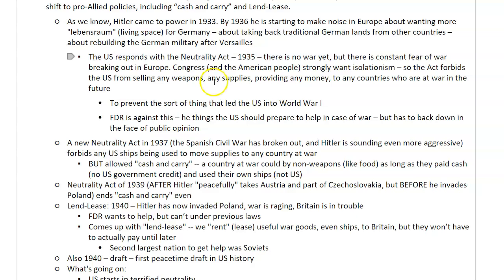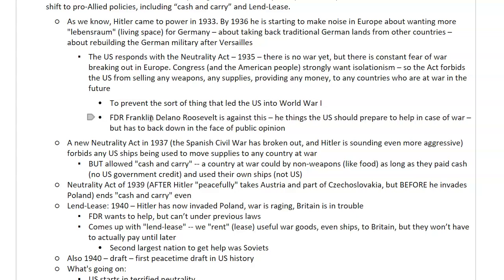Franklin Delano Roosevelt. We know FDR as Franklin Delano Roosevelt. Maybe I should add the note again. He is against this. He thinks the U.S. should prepare to help the Allies in case of war. FDR sees Hitler on the horizon and is afraid of where all this is going and thinks if he goes after France, if he goes after Britain, the U.S. has to be prepared to help. So he doesn't like this Neutrality Act, but he's forced to go along with it because public opinion is so strong.